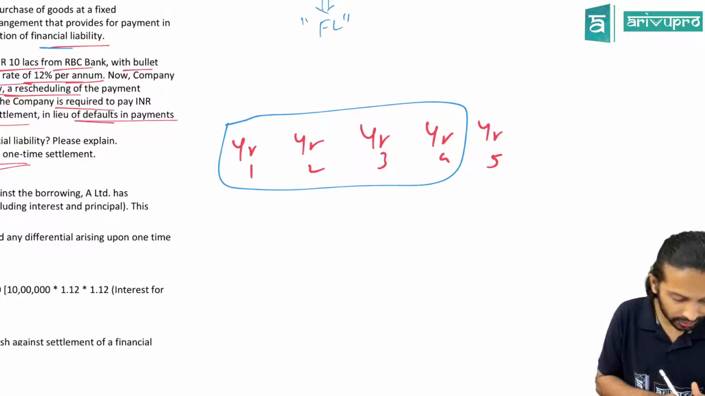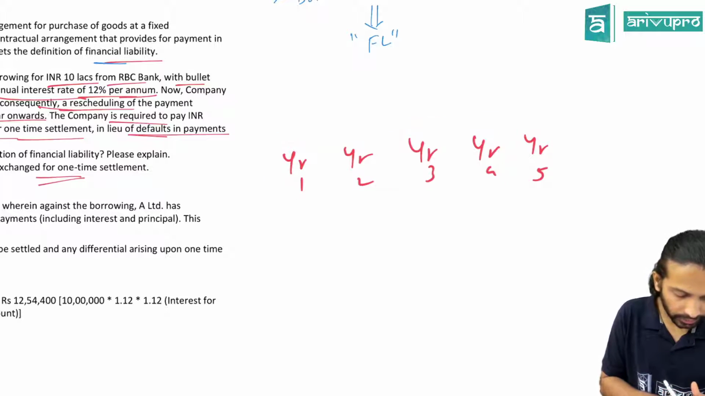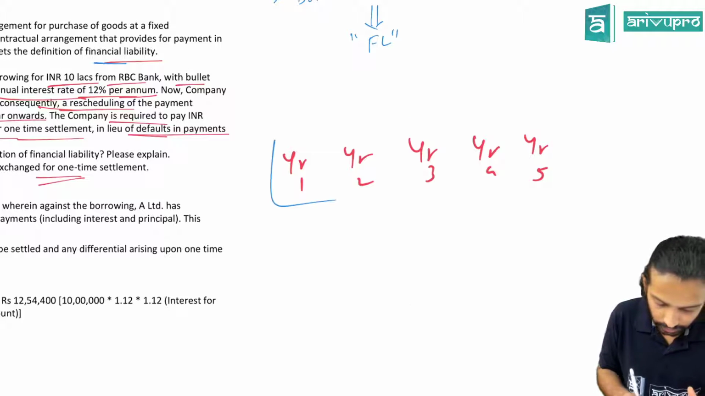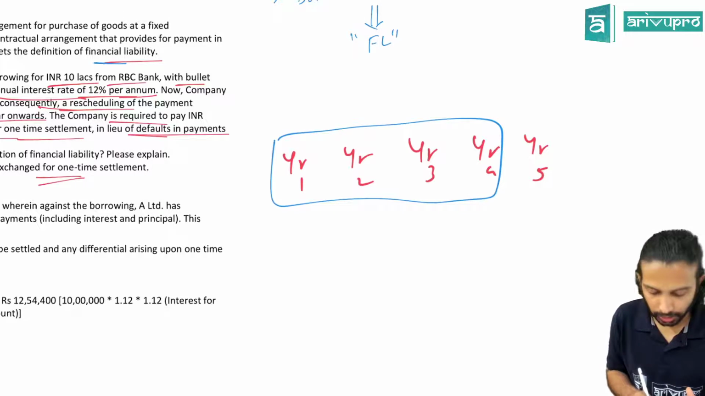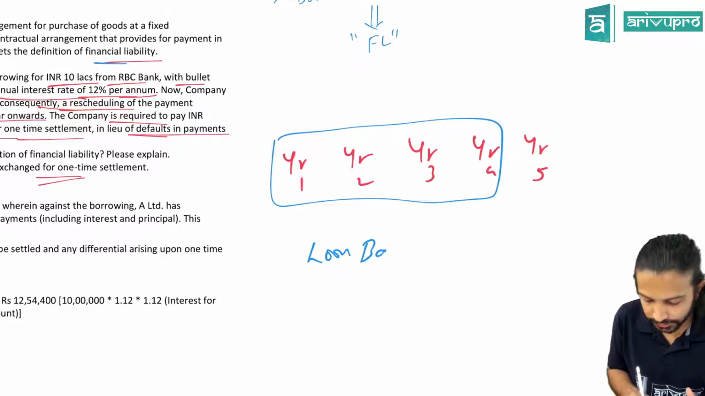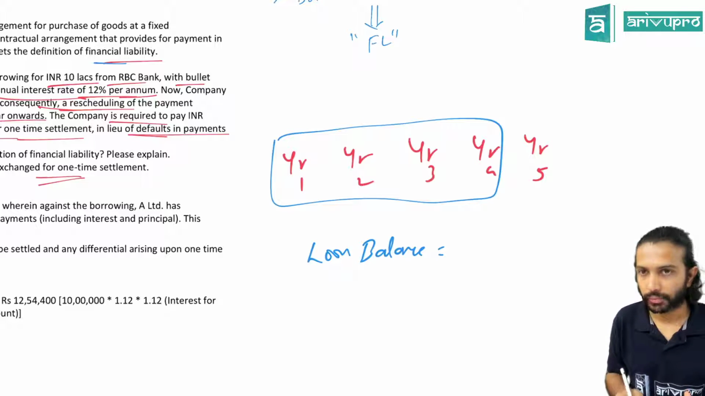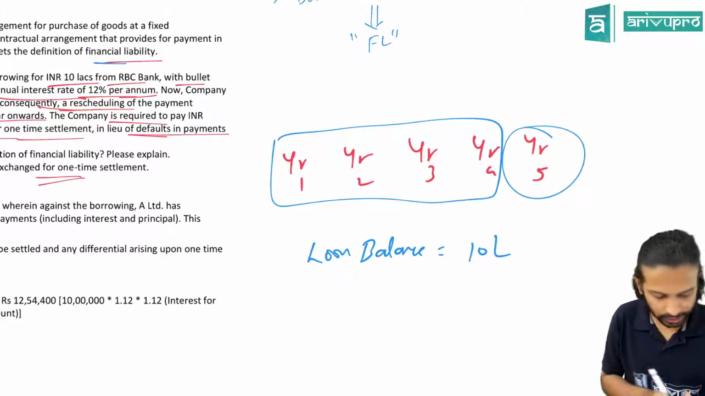That means did you give interest, sir? No. Did you give interest or pending? Didn't pay interest. Yes or no? That means now what do you think will be the loan balance? You have to pay 10 lakh. 5th year interest did you pay?